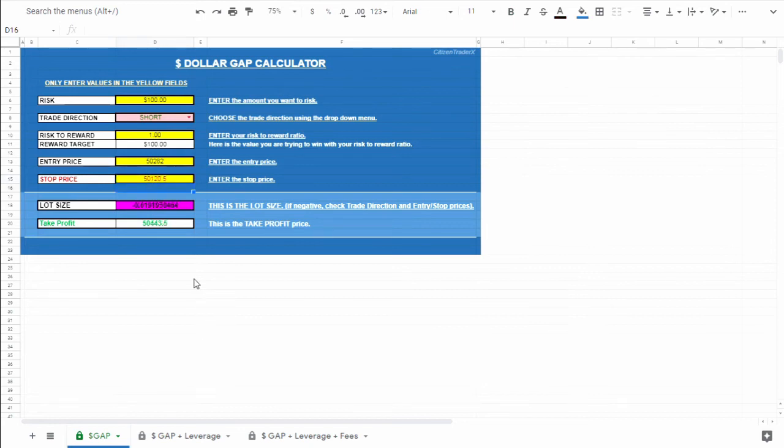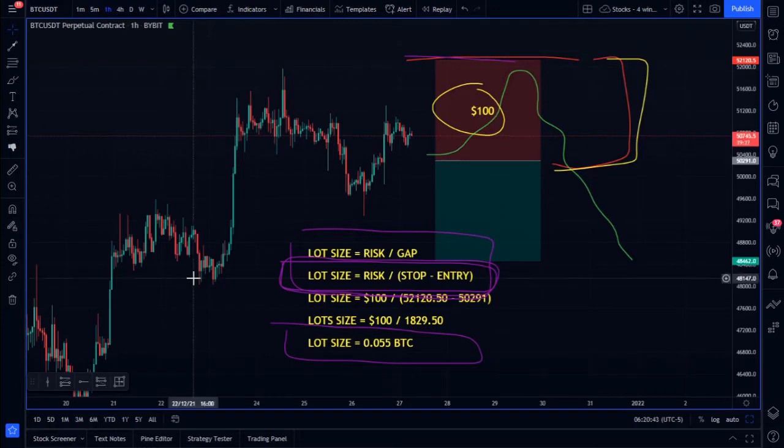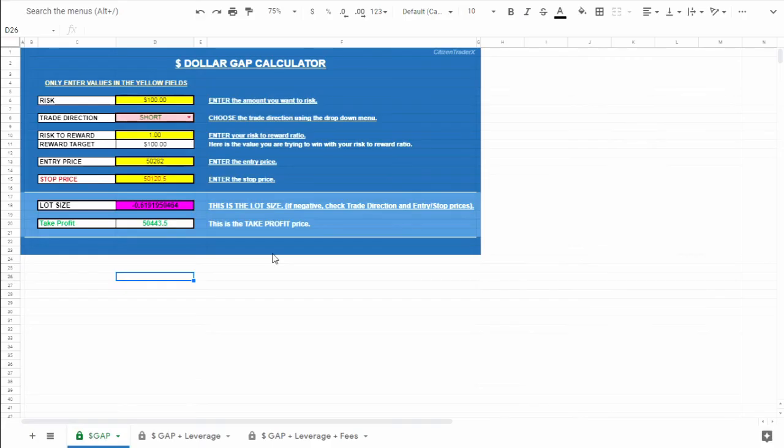Okay. Oh, have we gone the wrong way? Stop. What have I done? Oh, put the wrong price. Stop price is 52,120. Oops. 52,120.5. Now, I had a negative number, so something was telling me something was wrong.